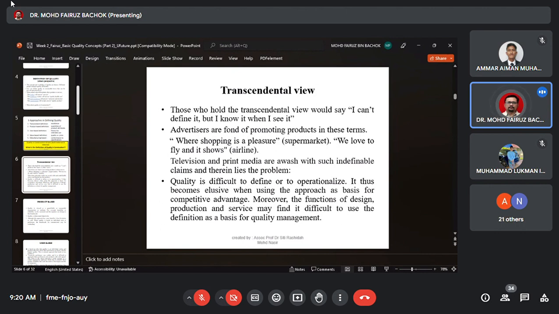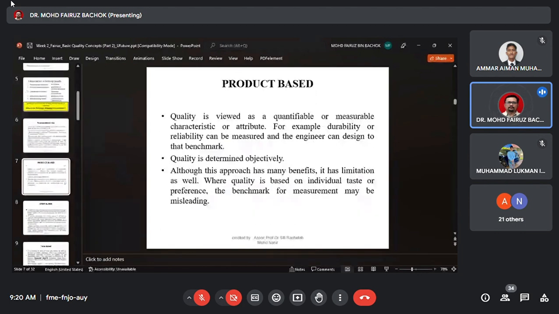For durability and design, there is a benchmark. They have it based on the attributes, based on the quality of the product. So you have data that the customer can refer to, and management can also analyze and understand your data. Then quality is determined objectively because you have the data, you have a number. That's why quality for the product can be determined objectively, analyzed and understood.